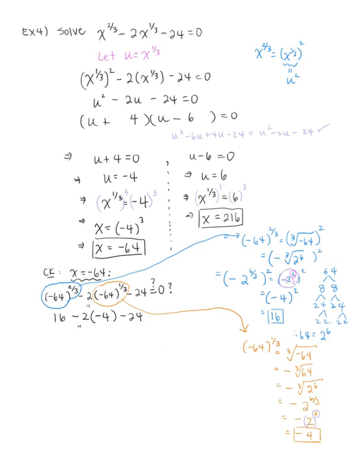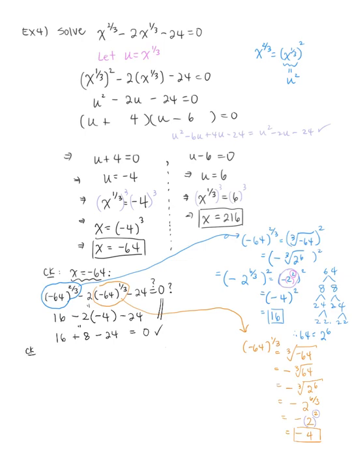Okay, so this is going to be 16, and then plus 8 minus the 24. Let's cross our fingers. 16 plus 8 is 24. 24 minus 24, boom, yes, it's 0. So it checks with the same value here. So we get to keep x equals negative 64 as part of our solution.